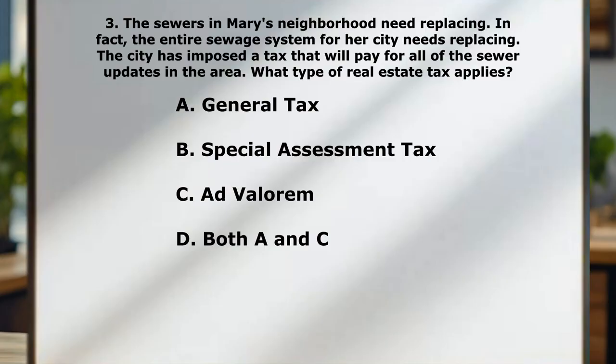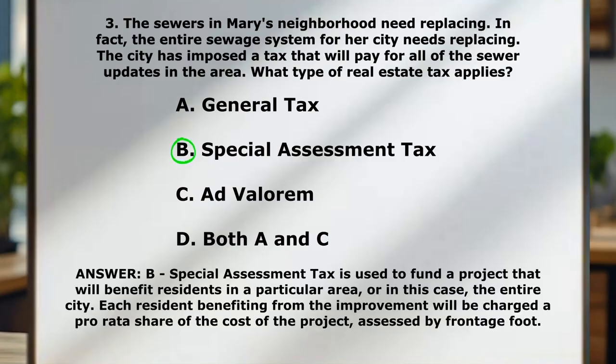The answer is B. Special assessment tax. So these are used to fund projects that will benefit residents in a particular area, or in this case, the entire city. Each resident benefits from the improvement, and they'll be charged a pro rata share of the cost of the project, right? Assessed by like frontage foot.